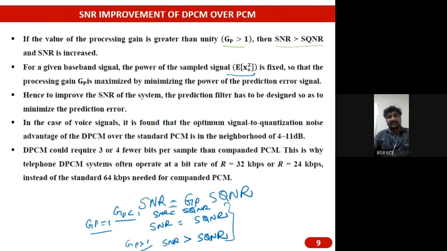By doing all these things in a better way, we can get the optimal signal to quantization noise ratio in the DPCM as 4 to 11 decibels greater than the case of the pulse code modulation technique. In pulse code modulation, we get an improvement of 6 decibels when we increase 1 bit, whereas here it can be increased by up to 4 to 11 decibels of SQNR value, which will improve the quality of the transmission as well as reception.